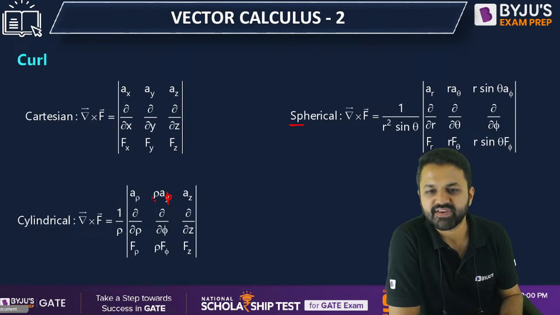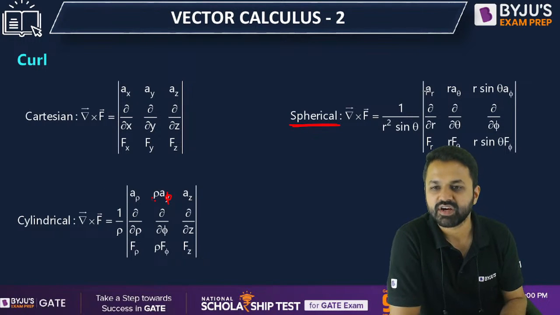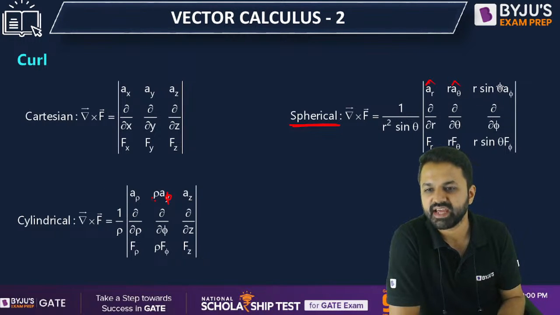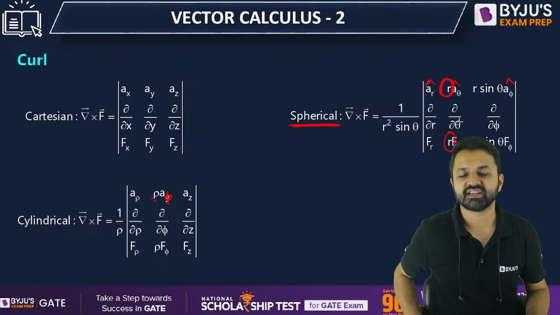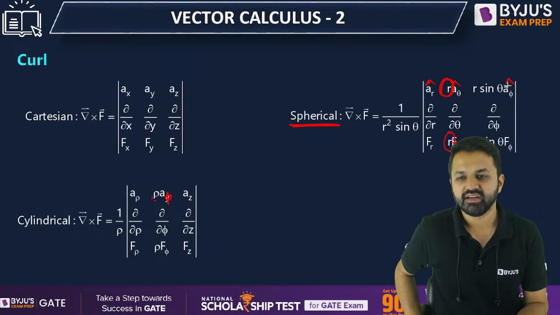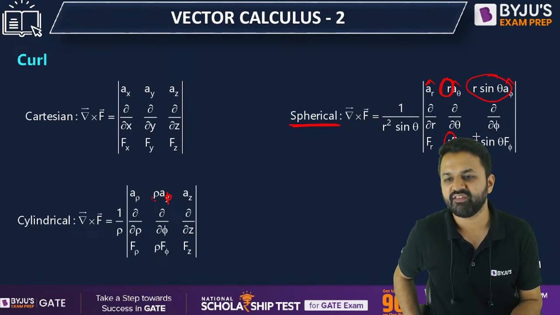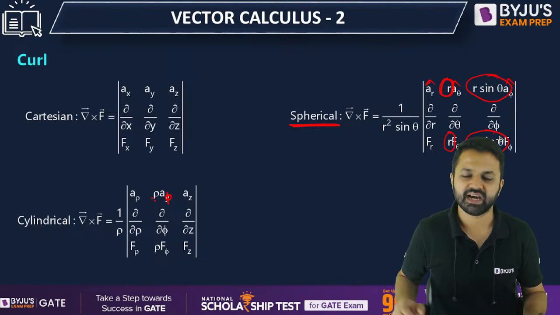Similarly, in the spherical coordinate system, write the unit vectors a R, a theta, a phi, and the coefficients of the vector F R, F theta, F phi. Now, the term associated with theta is R. So multiply the coefficient related to theta with R. Then with respect to phi, we have R sin theta. So multiply with R sin theta.